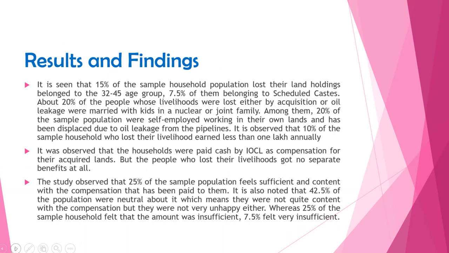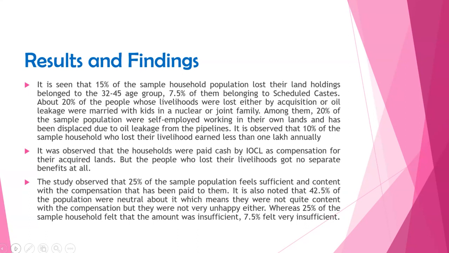And most of them belong to the scheduled caste, which is like the people who need more benefits from the society as well. And the 20% of the people who have lost their livelihoods because of the land acquisition or oil leakage are family people, married with kids, living in a nuclear or joint family. So basically the people are self-employed and have been working in their own lands and have been displaced due to oil leakage in their agricultural land. And 10% of these sample households who have lost their livelihoods earn less than 1 lakh annually.